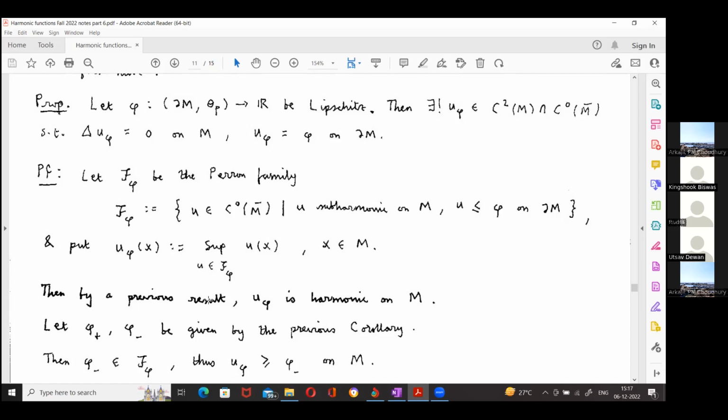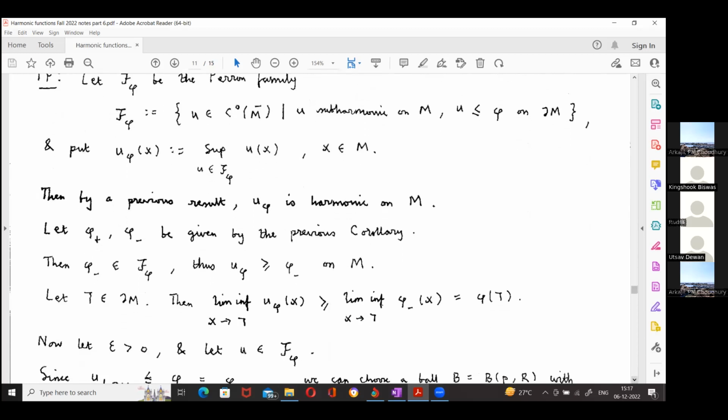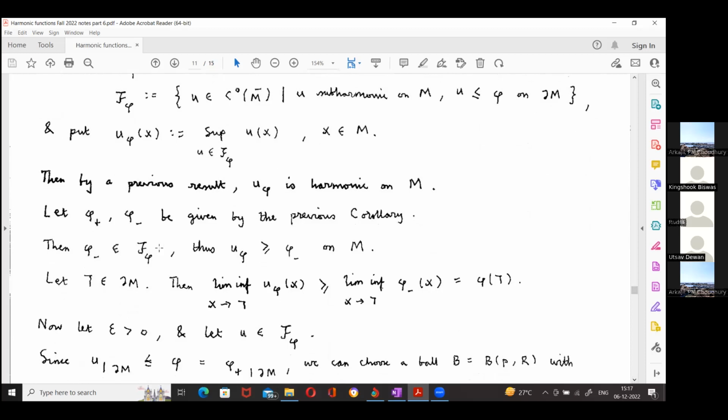And then by the same argument that we gave earlier, this Perron solution u phi is harmonic. So we get a harmonic function from the Perron family as before. All that you have to show is that it has the right boundary values, that it converges to phi. For that, we use these superharmonic and subharmonic functions phi plus and phi minus.